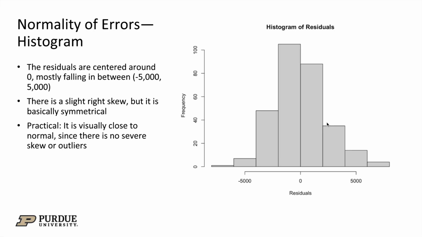So let's look at the normality of errors. First one is the histogram, and from the graph we can see that the residuals are centered around 0, mostly falling in between -5,000 and 5,000. There is a slight right skew, but it is basically symmetrical. So practically, it is close to normal since there's no severe skew or outliers.